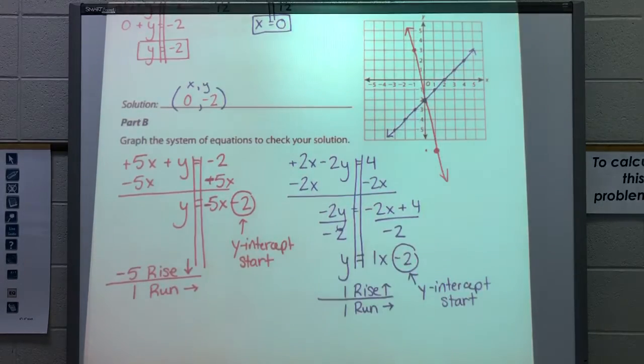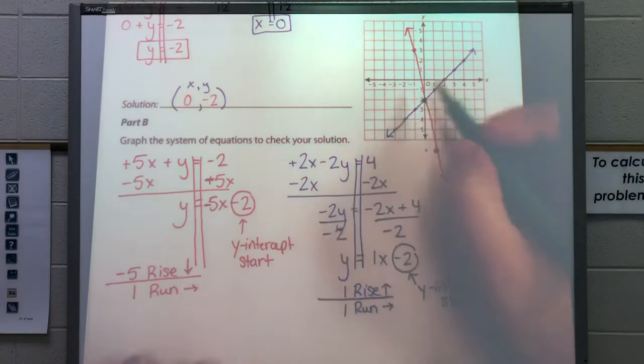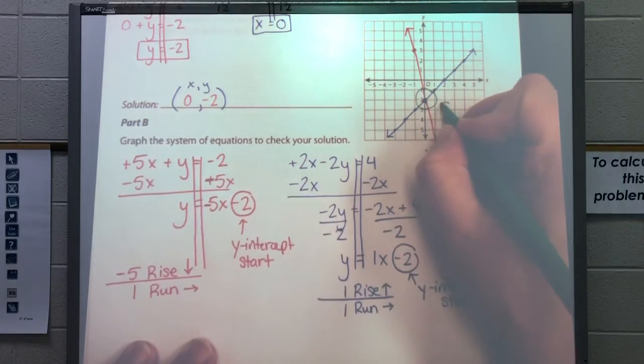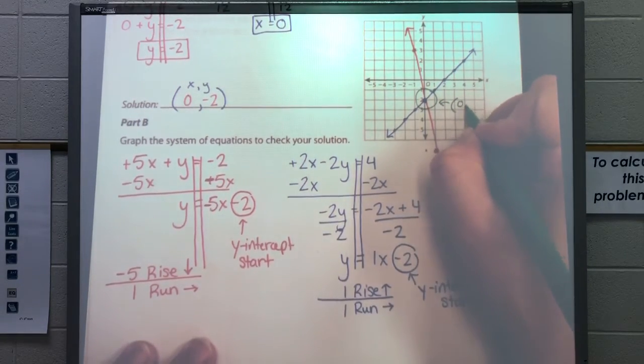It says, part B, graph the system of equations to check your solution. Well, the solution is correct. It's right there, and it is 0, -2.